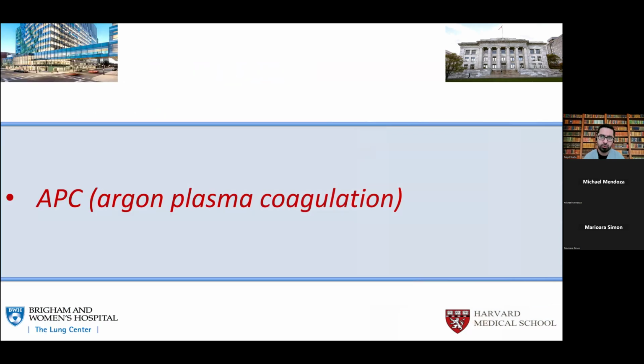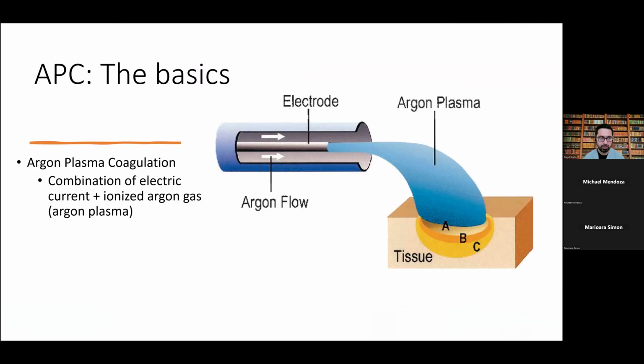Okay, let's talk a little more about APC, or argon plasma coagulation. So useful, but with a lot of risks. So argon plasma coagulation is a combination of an electric current and an ionized argon gas. The word plasma really refers to the ionized form of that gas.